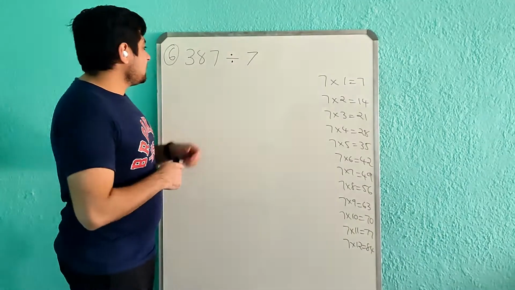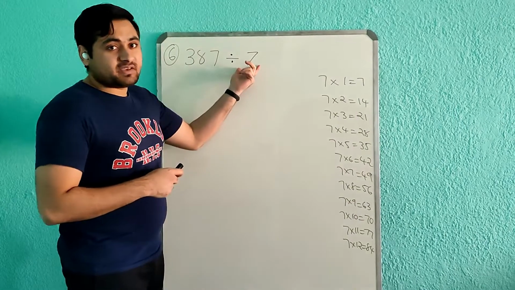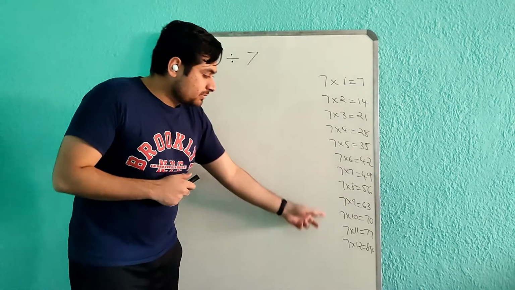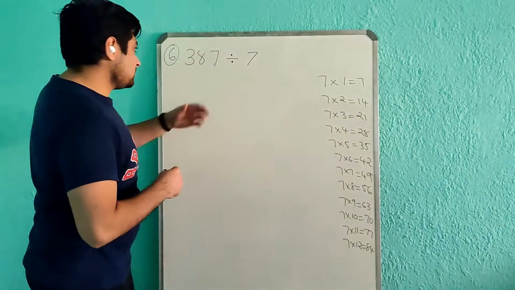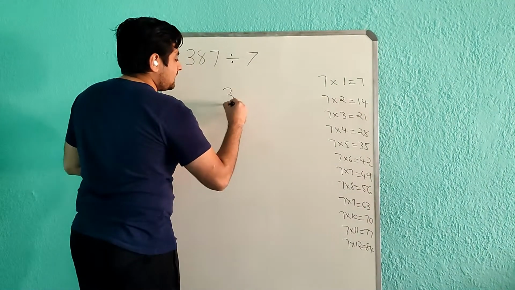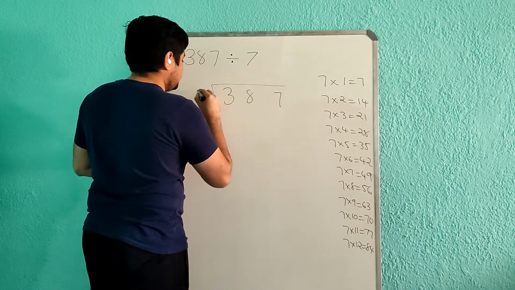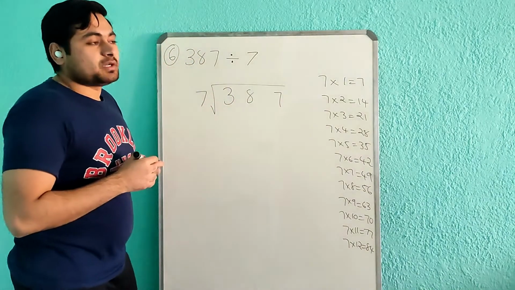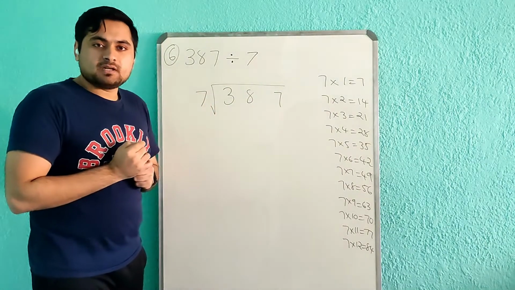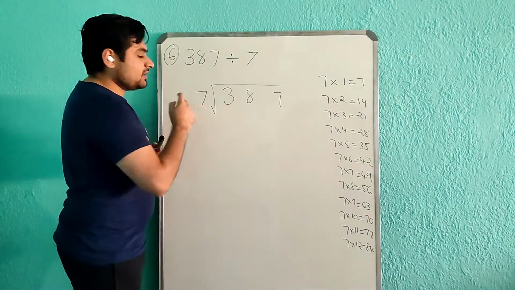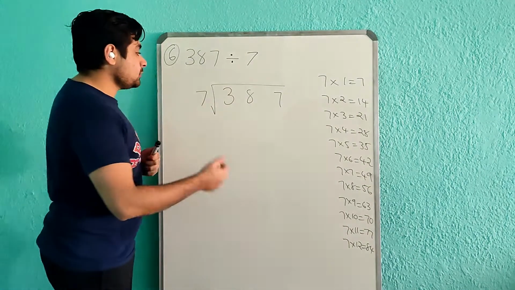Question 6 says 387 divided by 7. Since we are dividing by 7, we have written all our table of 7 on the side from 1 up until 12, right? So let's go and write this. So first we go and write 387 divided by 7, right? So what is the first question? We ask ourselves, does 3 come in the table of 7? We know 3 is smaller than 7, so it's not possible. Then we go and ask ourselves the second question now.